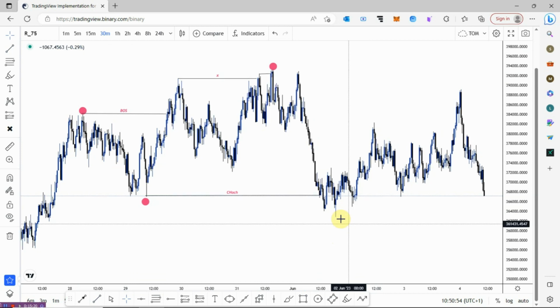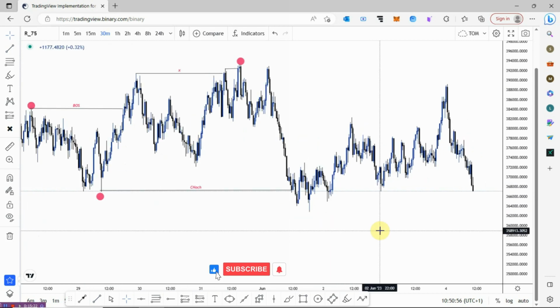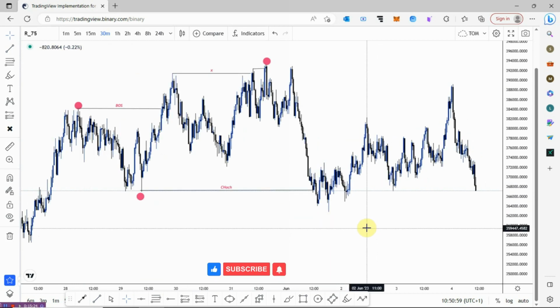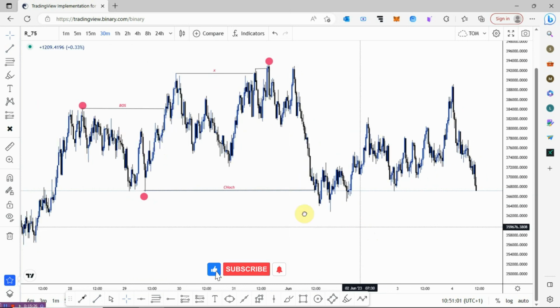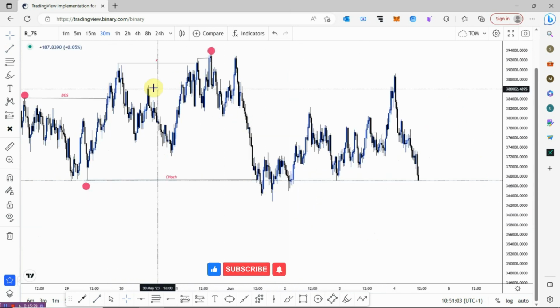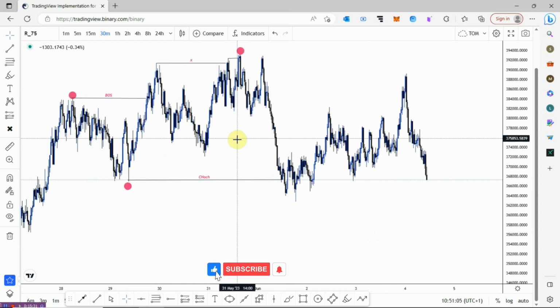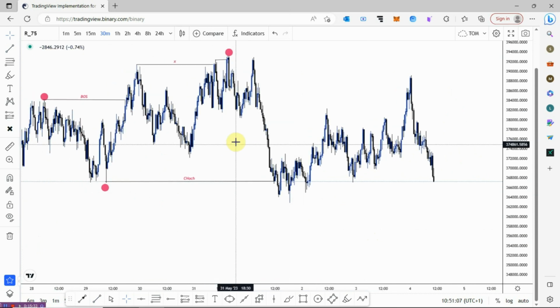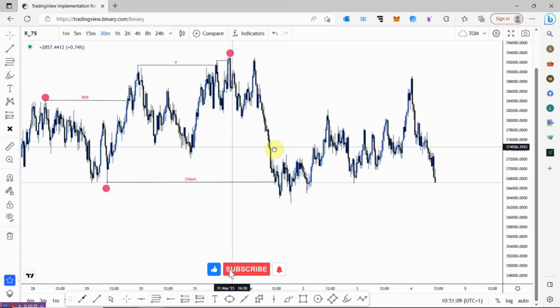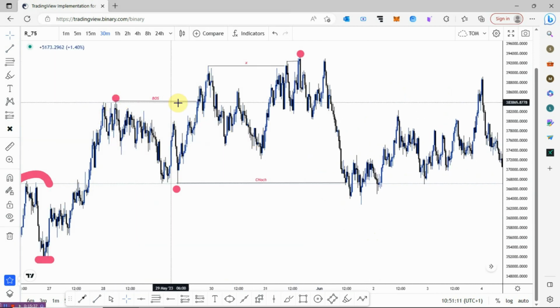So this is our CHoCH here. Now if CHoCH, where do we intend selling from? Anytime there's a CHoCH or a break of structure, you can actually sell or buy. What it means is that there is a sweep of liquidity. So if this place is broken, there should be a pullback. So if you get a change of character, you sell.